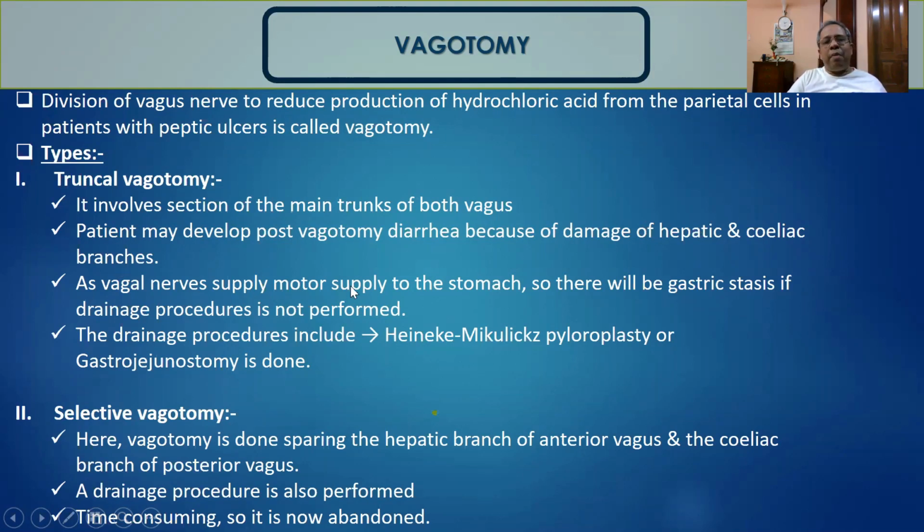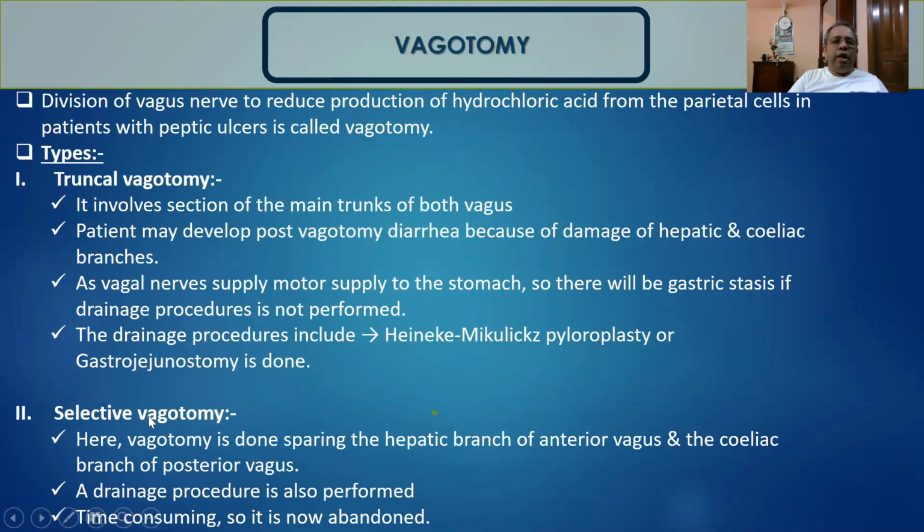As vagus nerve supplies motor supply to the stomach, there will be gastric stasis if a drainage procedure is not performed. So whenever you do the vagotomy, we always do a drainage procedure. The drainage procedure may be pyloroplasty, that means Heineke-Mikulicz pyloroplasty, or gastrojejunostomy. Otherwise, there is a chance of stasis of food materials in the stomach, which don't go properly distally.